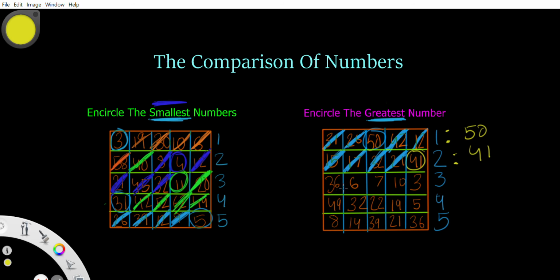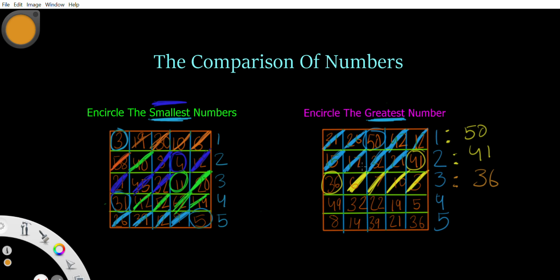And for row 3, we know that 36 is greater than 6, so we're going to cross this out. And we know that 36 is greater than 7, so we're going to cross this out, because there's something greater than both of these numbers. And we know that 10 is smaller than 36, and 3 is smaller than 36. So our champion for row 3 is going to be 36. And for row 4, we have 5 numbers, so let's do those.